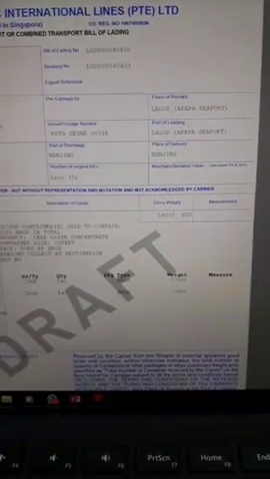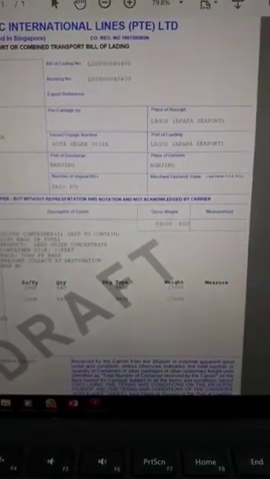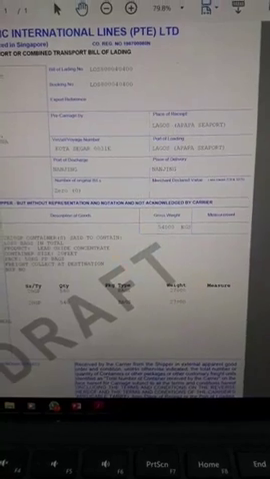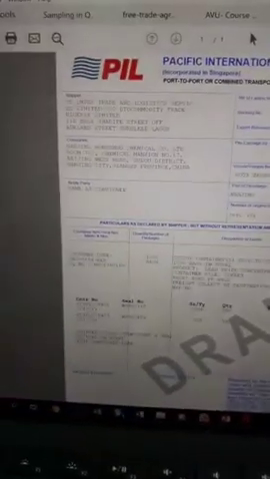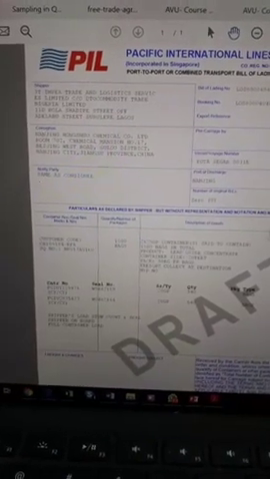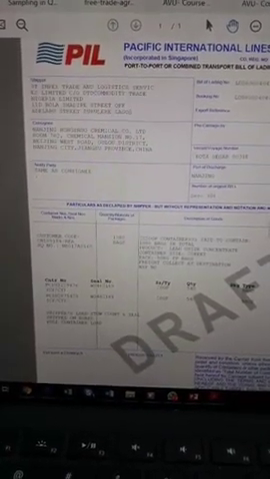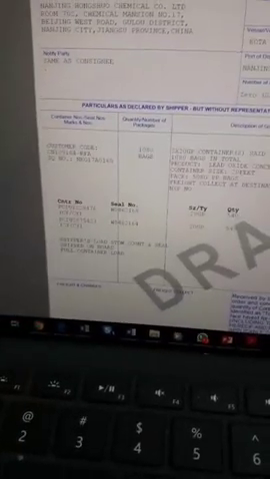Can you see the port of discharge? Nanjing port. That's the port of discharge. And you can see the consignee. The shipper is Impest. The consignee is Nanjing Grosso Chemical. And you see the goods that are being shipped.